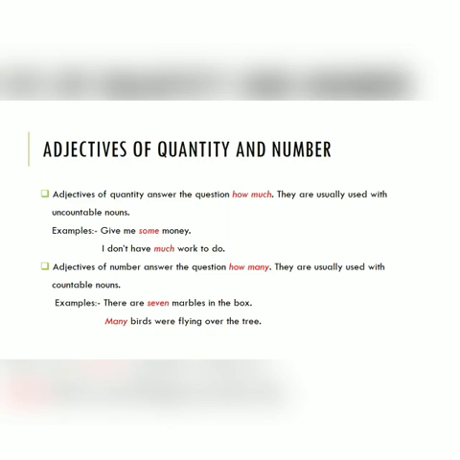I don't have much work to do. So much is an adjective of quantity. Adjectives of number answer the question how many, and they are usually used with countable nouns. The word number itself tells us that it is something to do with countable things. Thus, an adjective of number is used to tell us how many a noun or a pronoun is. Examples: there are 7 marbles in the box. How many marbles? 7. Many birds were flying over the tree. How many? Many. Thus, these are the adjectives of number.